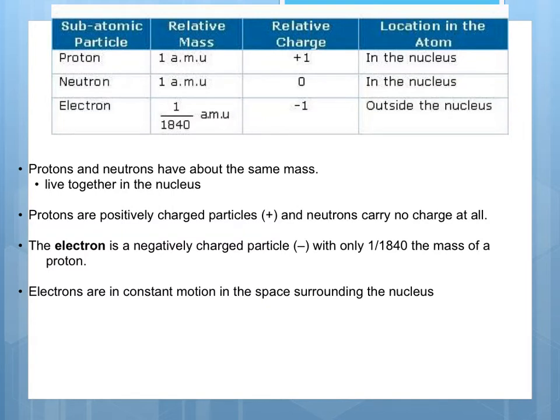Different books use different terminology, but basically there are locations where we think we would be likely to find an electron, but we cannot be sure. We just know that they are outside the nucleus and that they move in these orbitals, and they are constantly in motion.